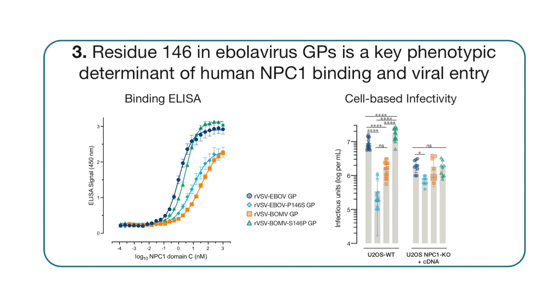We experimentally validated that proline for serine at position 146 drives the difference observed in binding ELISA and infectivity assays. EBOV with serine at position 146, shown in light blue, behaves like Bombali ebolavirus in orange, and Bombali ebolavirus with a proline at position 146, in green, behaves like Zaire ebolavirus.